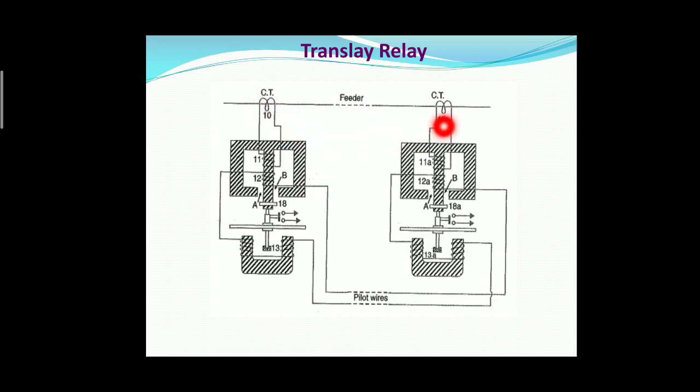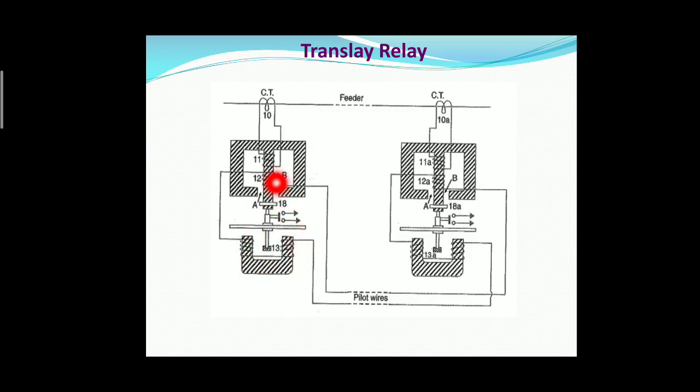This is the CT1 and this is the CT2, when we are applying the I1 current in one CT and the I2 current in the other CT. In that case, the secondary winding on the central limb of the CT is connected to the second CT by using the pilot wires. This is the upper magnet and this is the lower magnet.